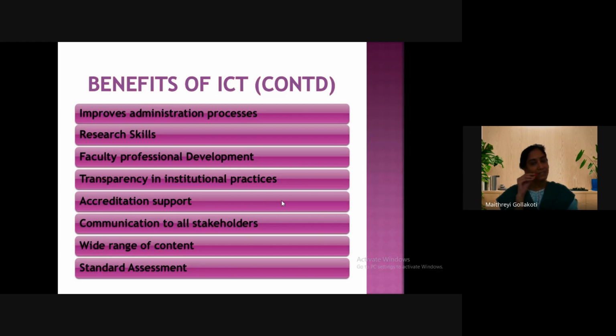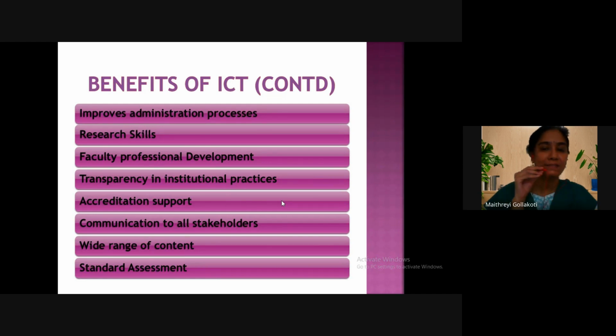We have all these accreditations where the entire work of the administration and the studying, teaching, assessing, all these parts come under one umbrella, that is ICT. So ICT is helping all the stakeholders, not just the students, the teachers, the administrators, the parents, for each and everyone, ICT is helpful right now.